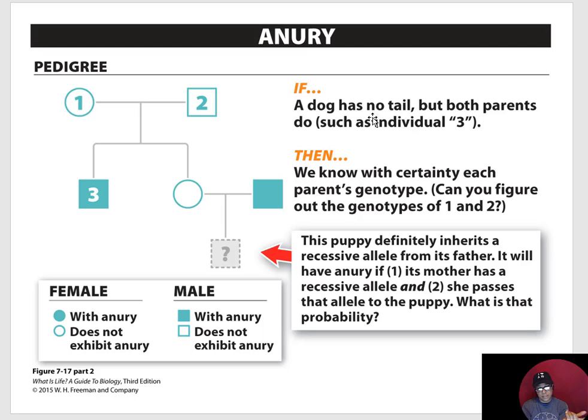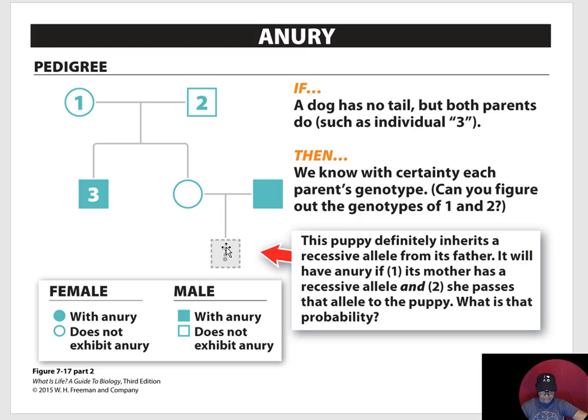Okay, but the dog has no tail, right? So we know that he had to get that recessive gene from both parents, right? So now we can begin to fill in this pedigree. So this puppy definitely inherits a recessive allele from its father. It will have anery if its mother has a recessive allele and she passes that allele on to the puppy. What is the probability?